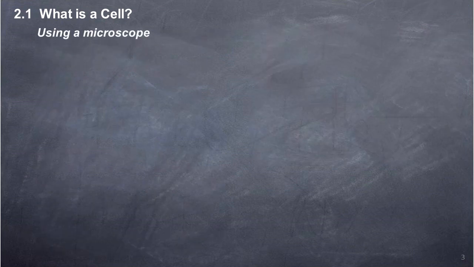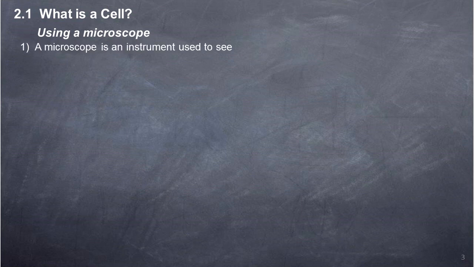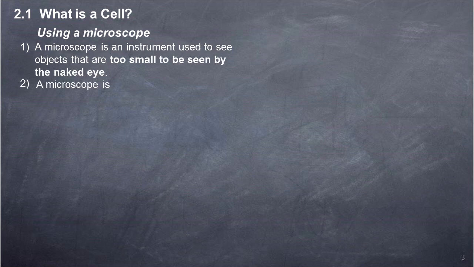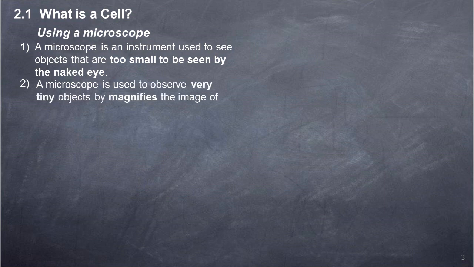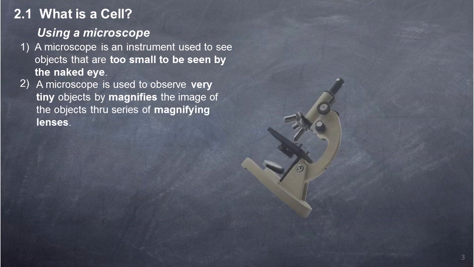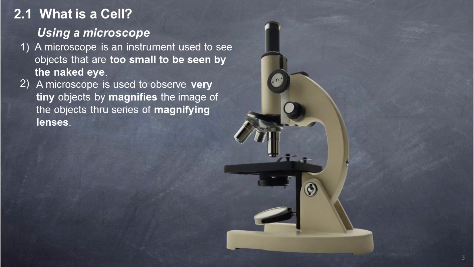Using a microscope. 1. A microscope is an instrument used to see objects that are too small to be seen by the naked eye. 2. A microscope is used to observe very tiny objects, by magnifying the image of the objects through a series of magnifying lenses. The parts of a microscope and their functions.